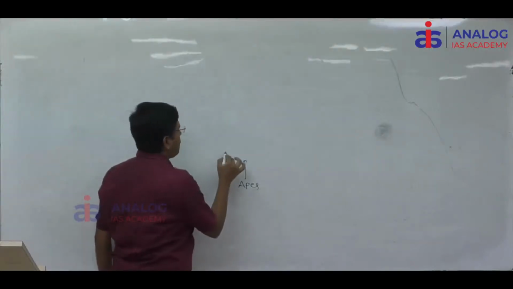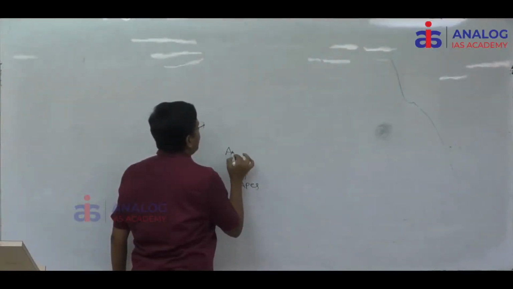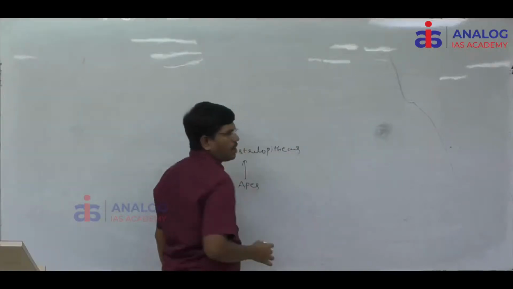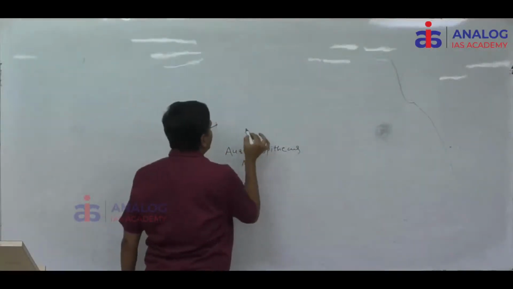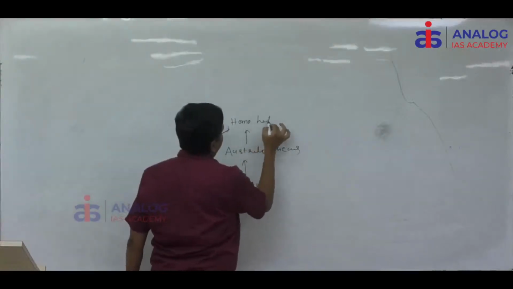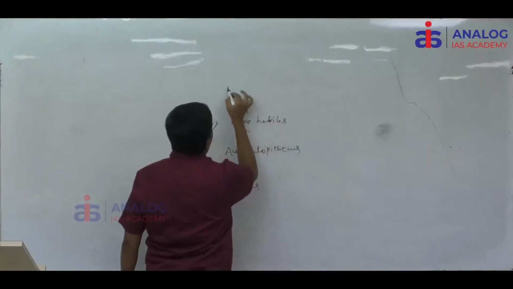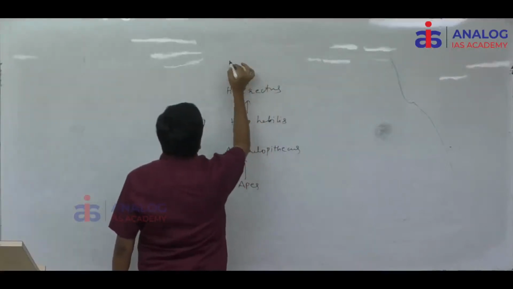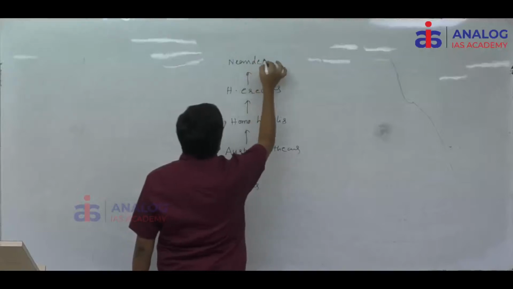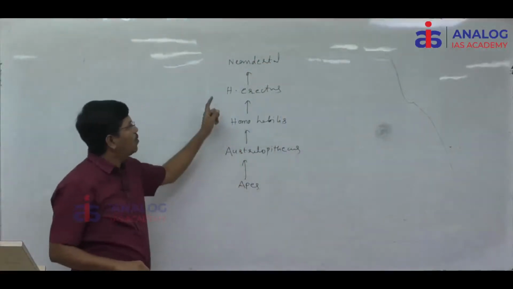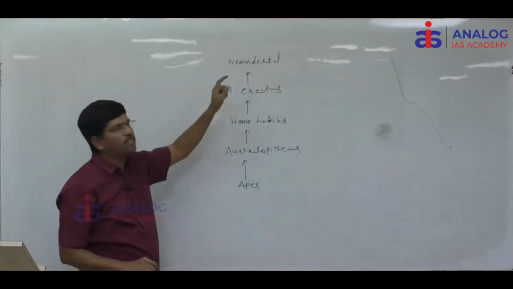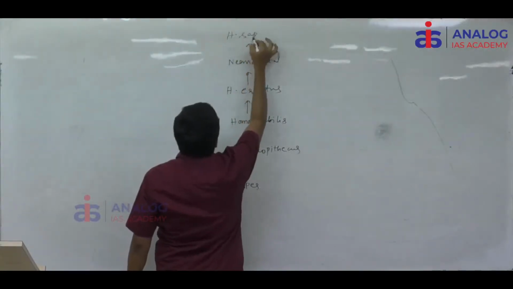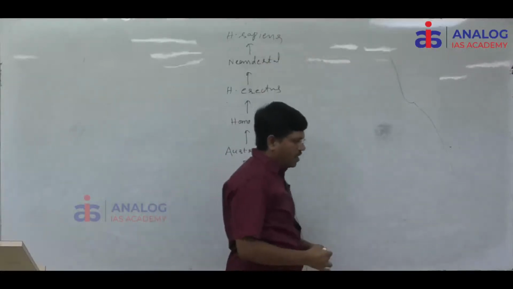In the beginning, Australopithecines came into existence. Australopithecus. From Australopithecus, Homo habilis came into existence. After that, Homo erectus came into existence. After that, Neanderthal man came into existence. Actually, that is called Homo erectus neanderthalensis, but simply it is called Neanderthal. After that, the present day human beings came into existence, Homo sapiens. This is the evolution.